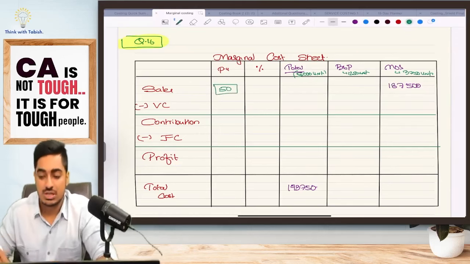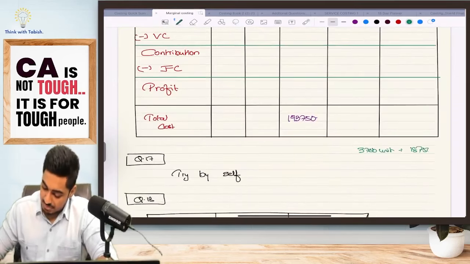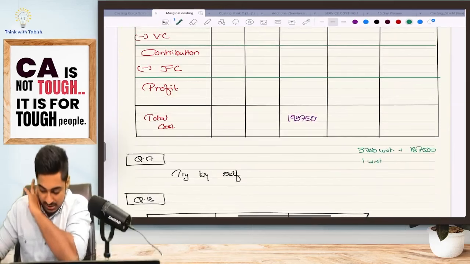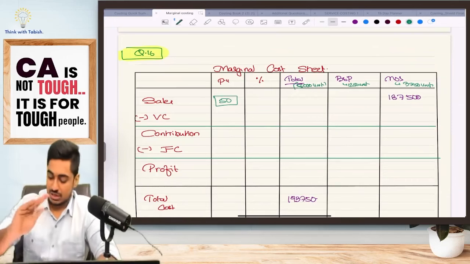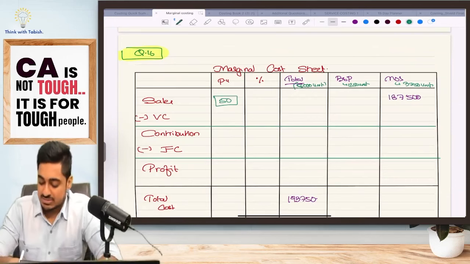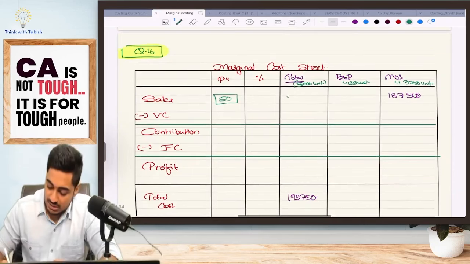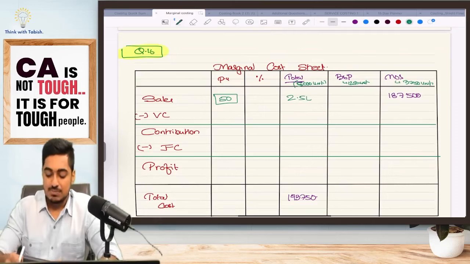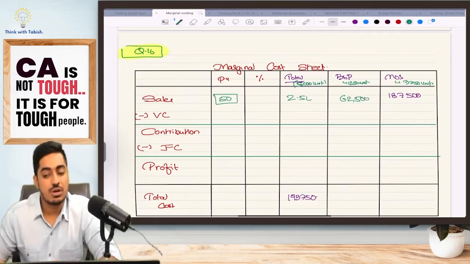Give me a confirmation, students. For 3,750 units I earned 187,500. That means for 1 unit, every unit I am selling at 50 rupees. Now tell me, total how many items I have sold? 5,000 items. So 50 into 5,000, total revenue is 2,50,000. BEP is how much? 1,250 units. Every item I am selling at 50 rupees, that means 62,500. Yes or no, everyone?